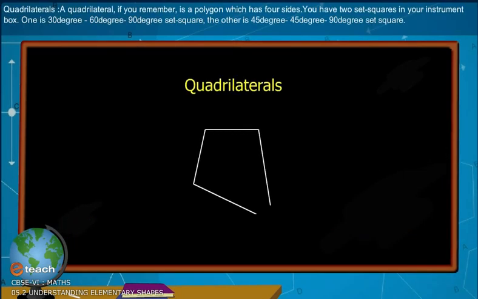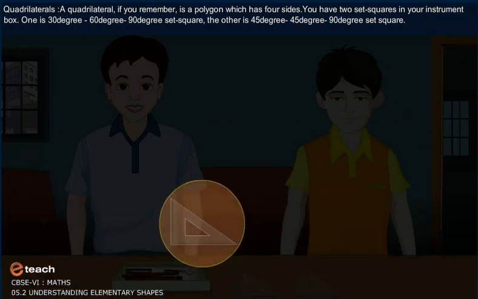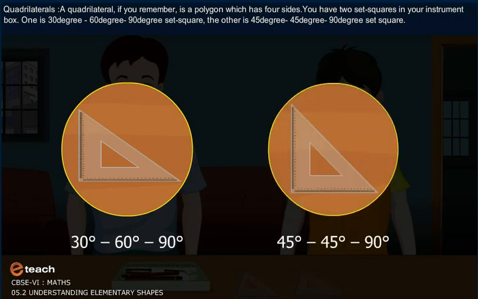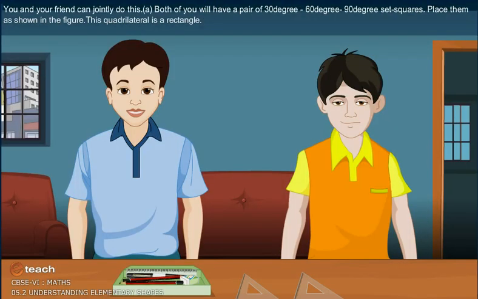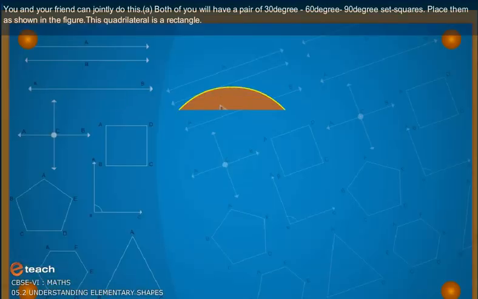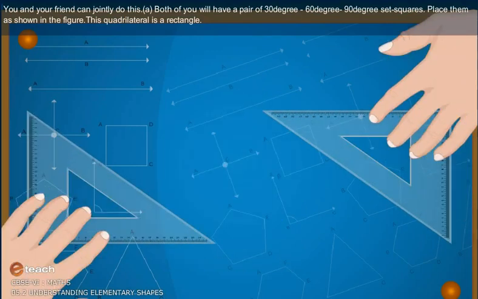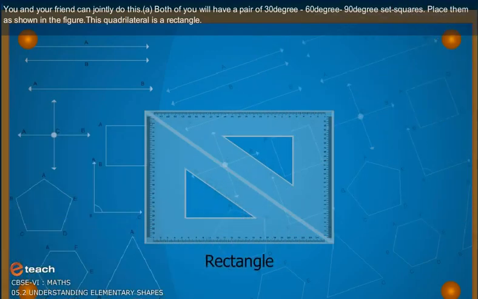Quadrilaterals. A quadrilateral, if you remember, is a polygon which has four sides. You have two set squares in your instrument box. One is the 30 degree, 60 degree, 90 degree set square, the other is the 45 degree, 90 degree set square. You and your friend can jointly do this. Both of you will have a pair of 30 degree, 60 degree, 90 degree set squares. Place them as shown in the figure.